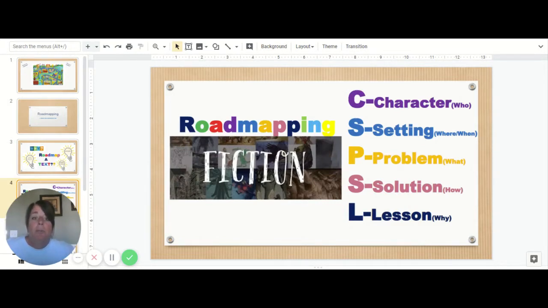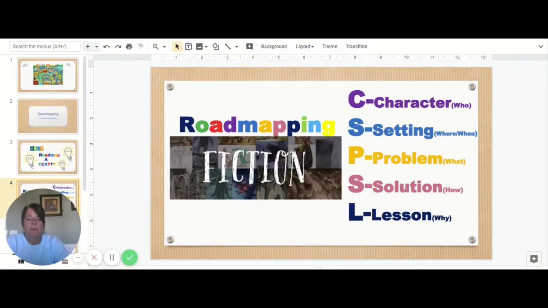Now, we roadmap fiction texts by using, everybody, C, S, P, S, L. The C stands for the character, or who the story's about, or who's in the story. The S stands for the setting, where and when the story takes place. The P is the problem. What's happening? What's wrong? The S is the solution. How did the problem get fixed? And the L is the lesson, or why, or what happened.